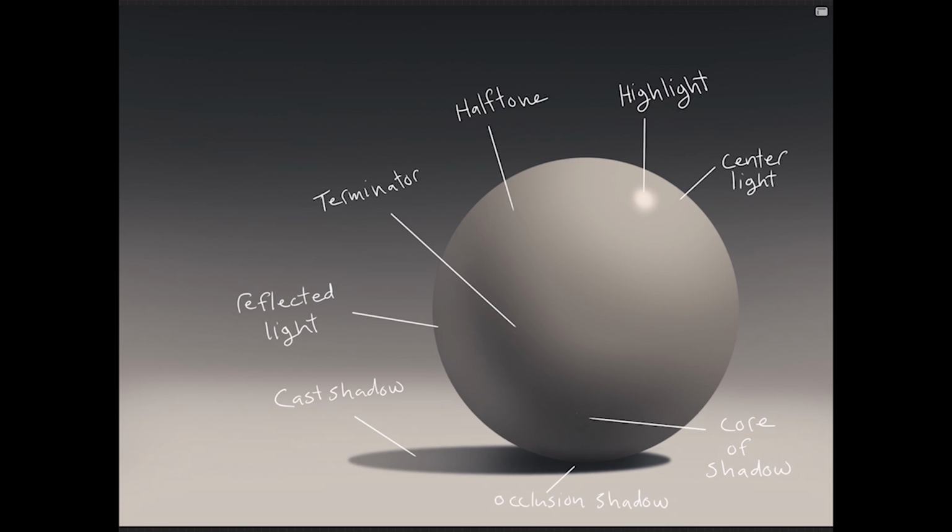And that leaves us with the last part, which is the occlusion shadow. Now, occlusion shadow is not the same as cast shadow or the core. Occlusion shadow is when, in crevices and different places, it tends to be a little bit darker. So if you look at your keyboard, for example, you should be able to see where the keys meet the rest of the board.